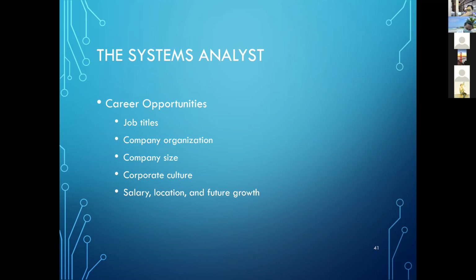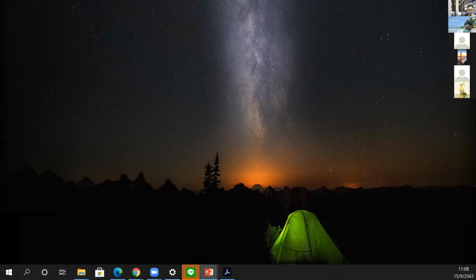If the company is large, you may work as a system analyst only. But if the company is small, you may have to work not just as a system analyst. You sometimes may have to work as a programmer too. Corporate culture: for example, if you go to an American company and you go to a Japanese company, the culture is absolutely different. Salary, location, and future growth are the things that you have to think about as well in the future. So that's all of module number one.